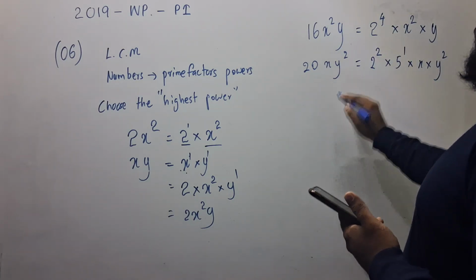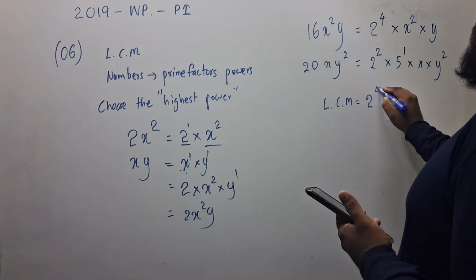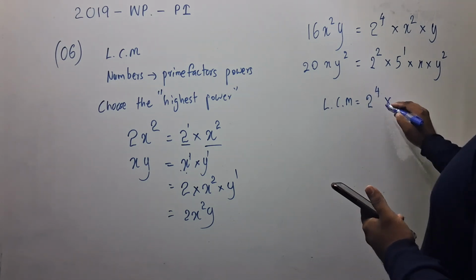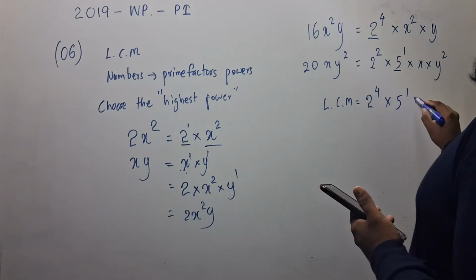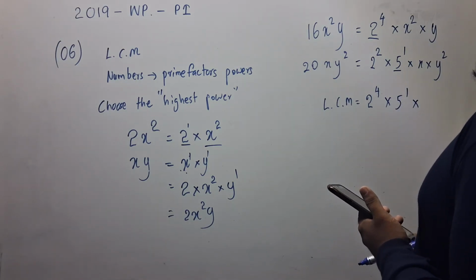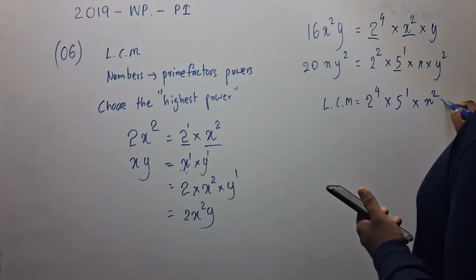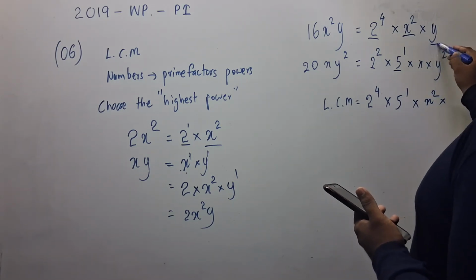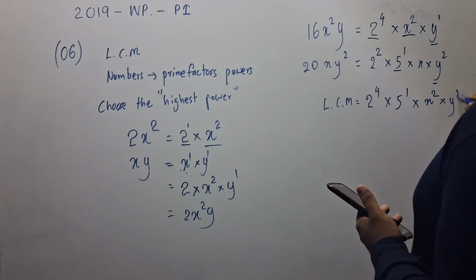When I take 2, what is the highest power? 2 to the power 4. When I consider 5, the highest power is 5 to the power 1. When I consider x, the highest power is x to the power 2. When I consider y, there is y to the power 1 and y to the power 2. The highest power is y to the power 2.